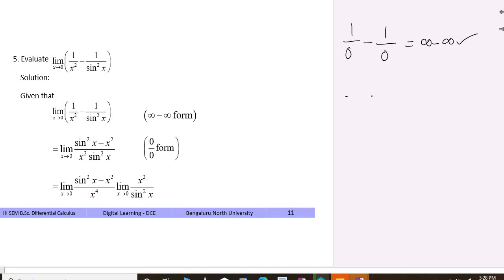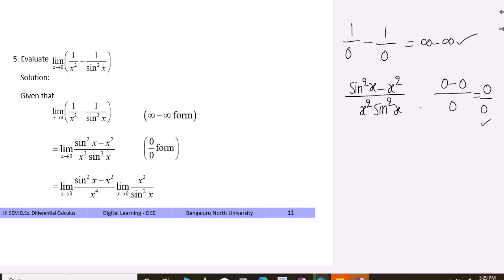Taking LCM, then LCM is x square into sine square x. Here I am going to get sine square x minus x square. After completion of LCM, again substitute x equal to 0. Sine 0 is 0, 0 square is 0, 0 into anything 0. That means 0 by 0. This is also an indeterminate form.